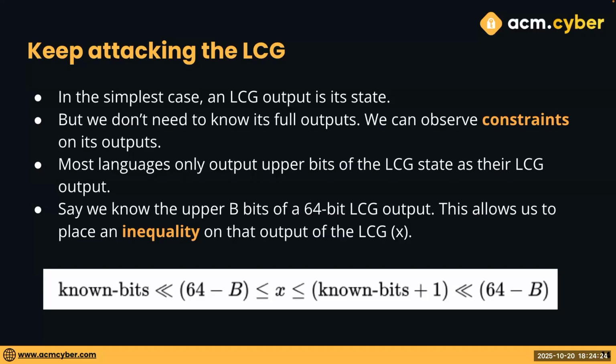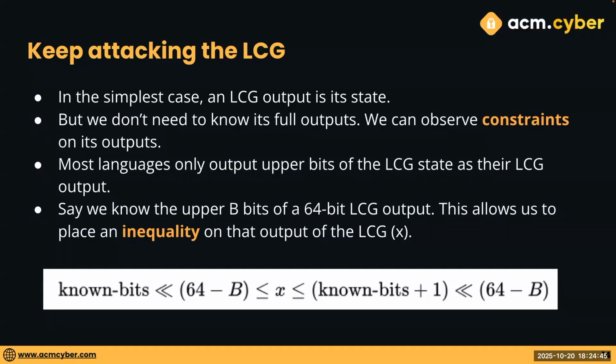But when we're attacking an LCG, we don't need to know the actual entire state of the LCG. What we can observe are, quote unquote, constraints on its outputs. Most languages only output the upper bits of an LCG. They'll chop the lower bits off, and when you ask for a random number, they'll only give you the upper bits. Suppose that we know the upper B bits of an LCG output.